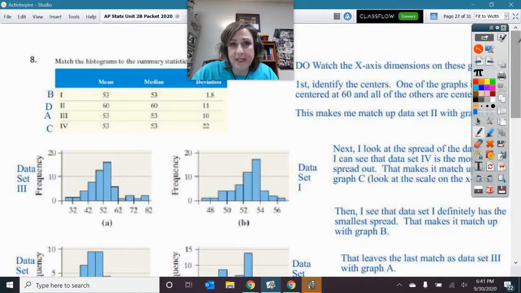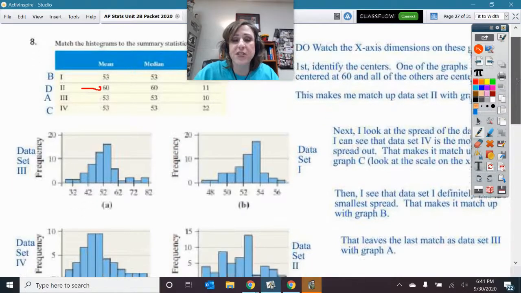Match the histogram to the pieces of data. All right, so first thing you should do is take a look at where they are centered. See here, I see the mean and the medians are the same, so they're fairly symmetric. What do you notice about these means and medians? What I notice is that one of them is somewhere else. One of these is centered at 60 instead of being centered at 53.